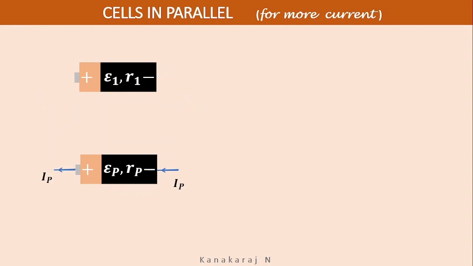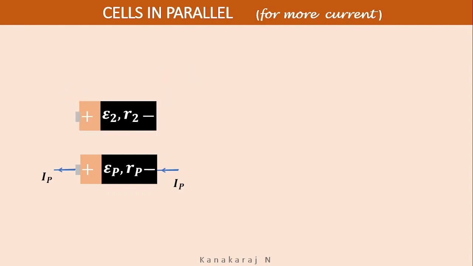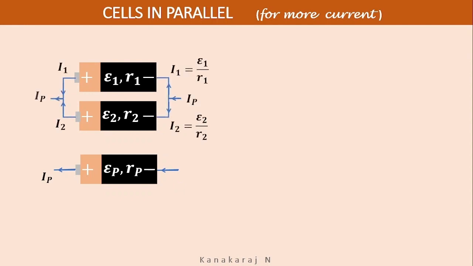Let us go for a simple logical explanation. If the first cell is short circuited, then the current I1 is given by epsilon 1 divided by R1. Similarly, if the second cell is short circuited, the current I2 is epsilon 2 by R2. Now these 2 cells are connected, right? Then the IP is given by epsilon P by Rp.